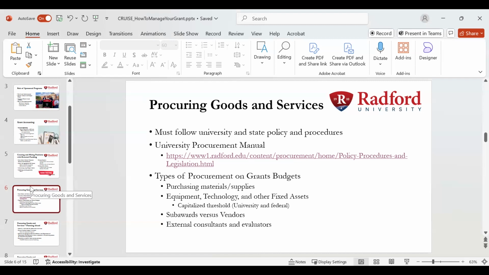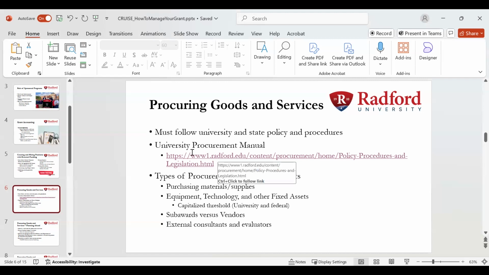That's probably the second biggest thing we see on grants. The number one is obviously personnel. Number two is buying goods and services. And just like the HR process, you have to follow the university and state policies and procedures. I would encourage everybody to keep this link handy.